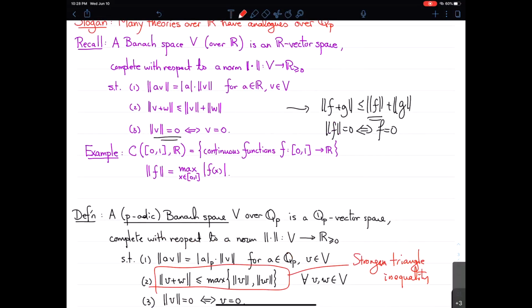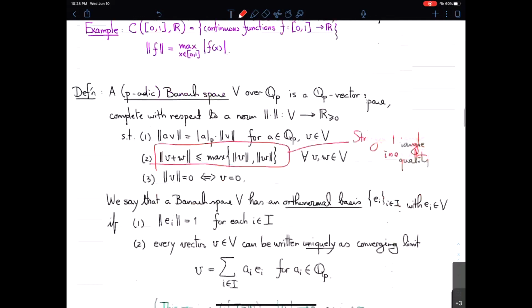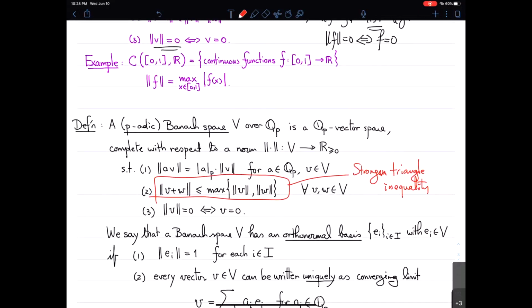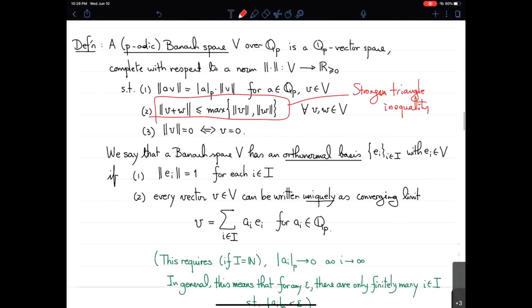I probably won't have time to talk about the so-called Hilbert space. I'll only say a little bit maybe later. But in a Hilbert space, when your Banach space over R has some sort of inner product structure, you can take a so-called orthonormal basis. In the p-adic world, we have something similar. We say that my p-adic space V has an orthonormal basis e_i in V if the following conditions hold. First of all, I want all the basis vectors e_i to have norm 1, of course.